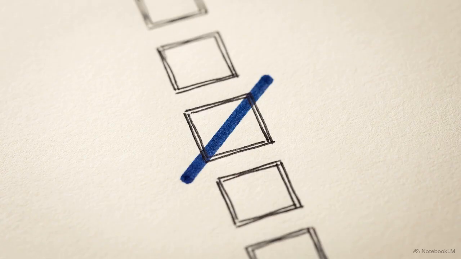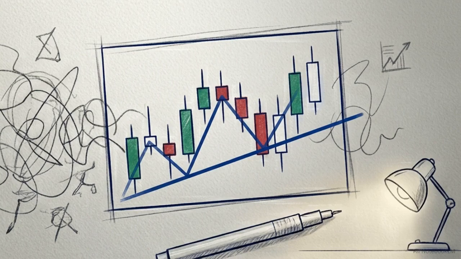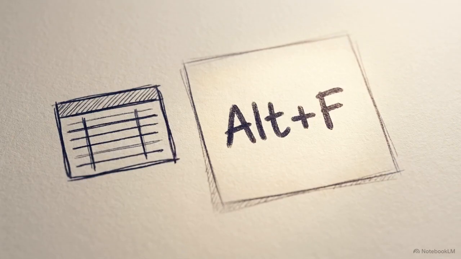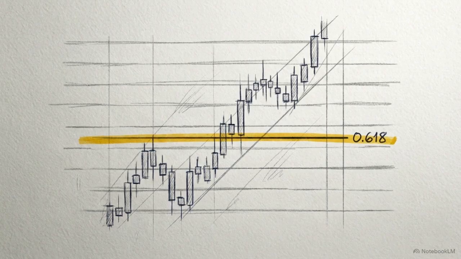Now we need to map our boundaries. Use the left toolbar or press Alt+T to select the trendline tool and draw lines connecting your major swing highs and lows. Next, press Alt+F to pull up the Fibonacci retracement tool. Drag it across the most recent price swing to measure exactly how deep the upcoming pullback might go.